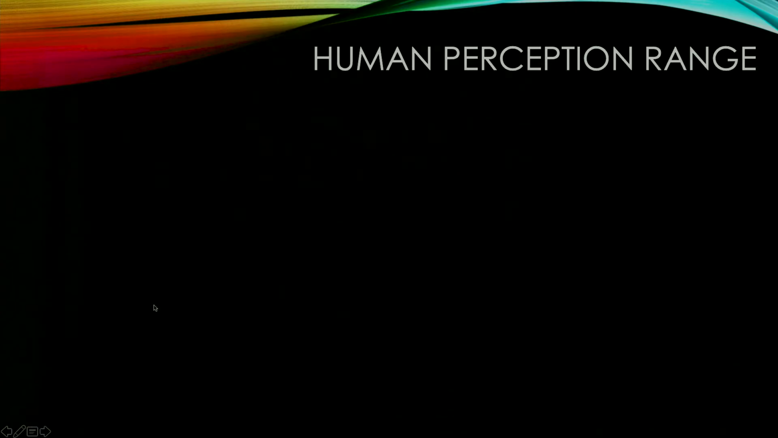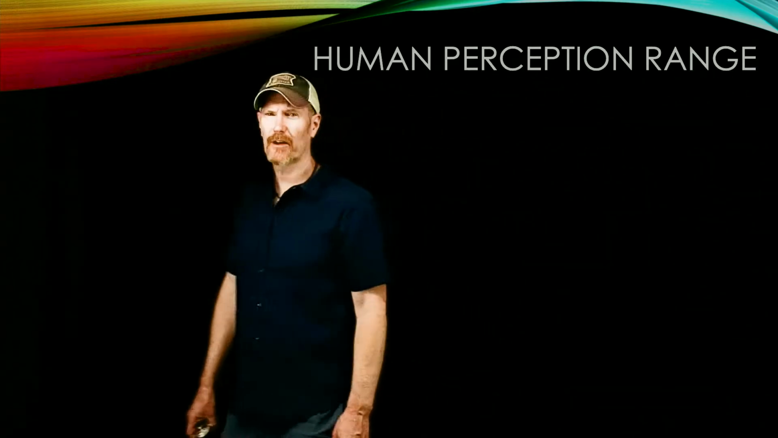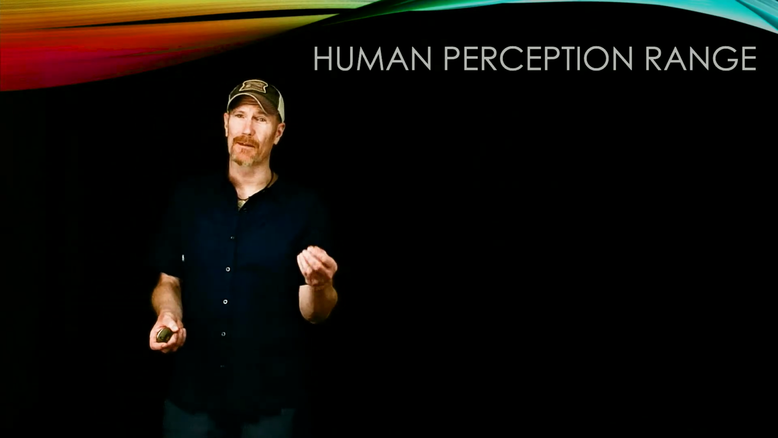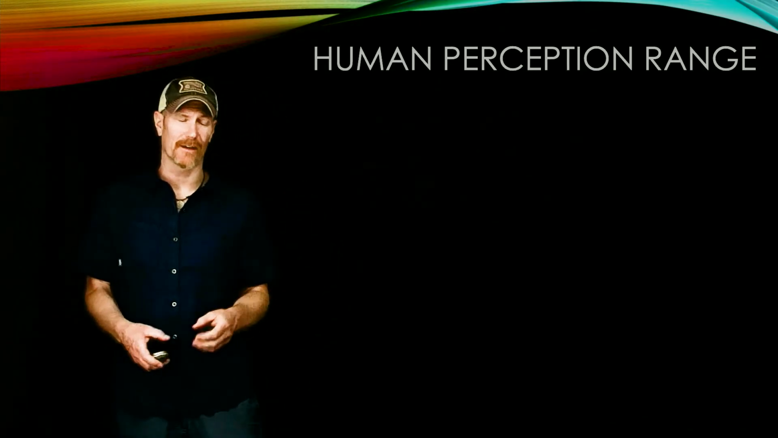All right. So it's the rods and cones. The rods are for when it's dark. You only see black and white. And then the cones see the color inside of your eyes.